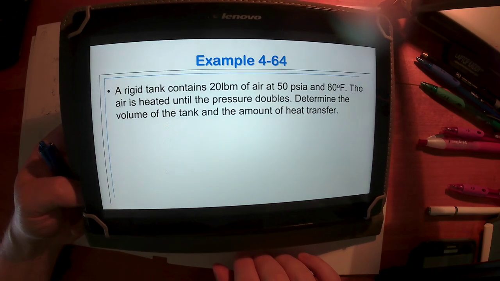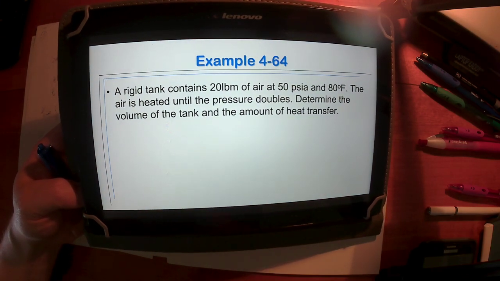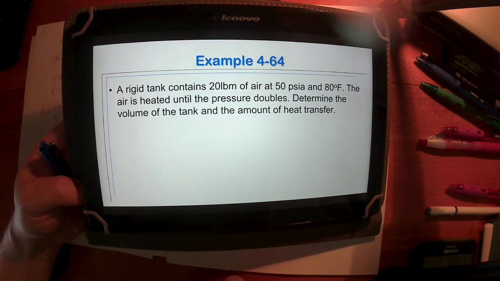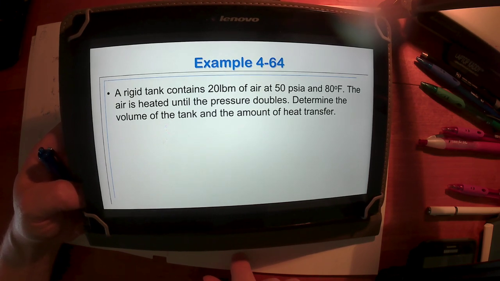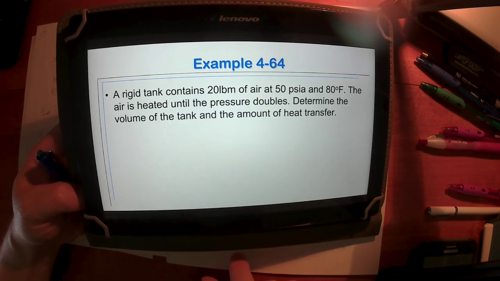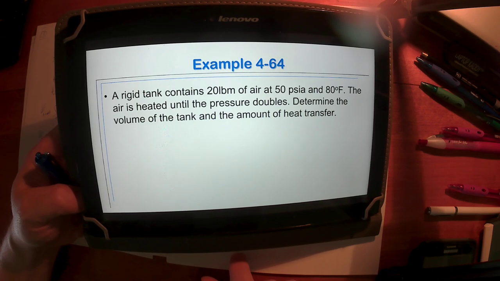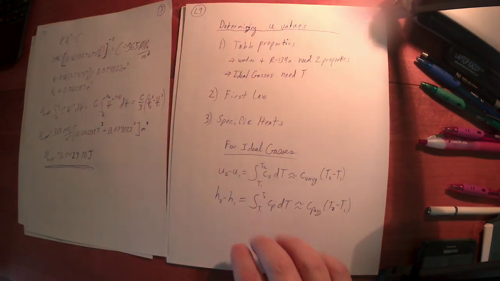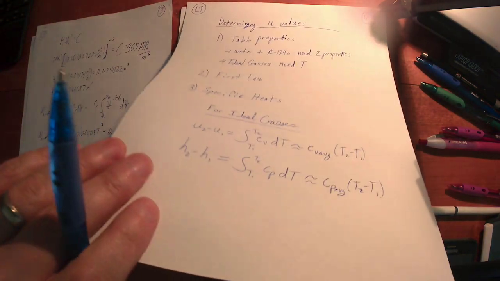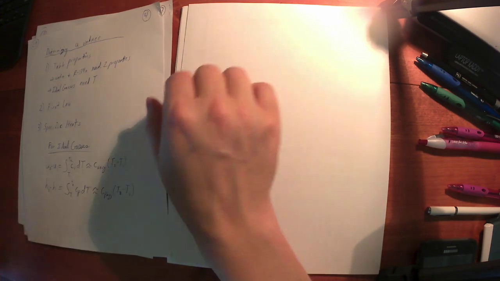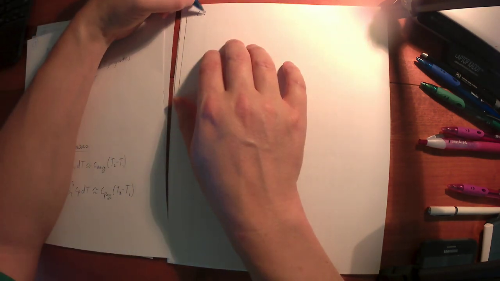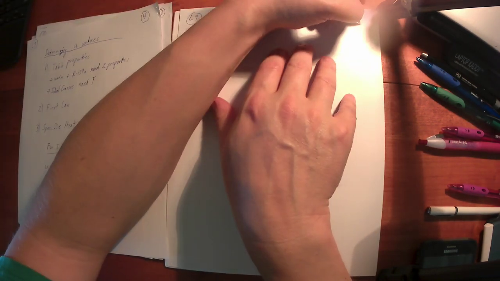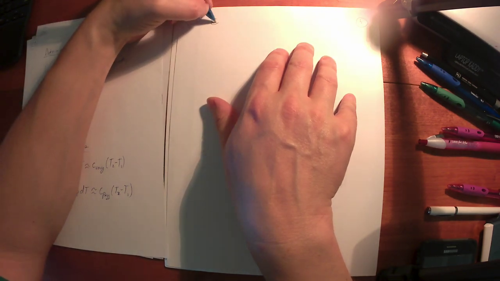Example. Okay. So we work an example here. I've got a rigid tank that contains 20-pound mass of air at 50 psi and 80 degrees Fahrenheit. The air is heated until the pressure doubles. Determine the volume of the tank and the amount of heat transfer. This is L9, page 5. Got an example.